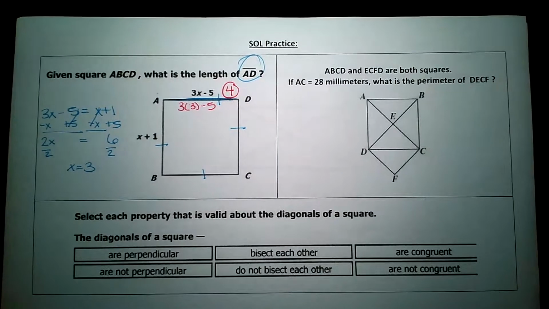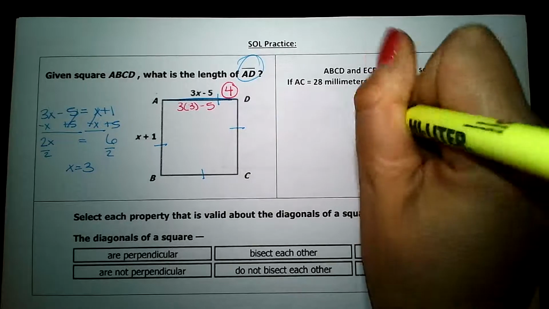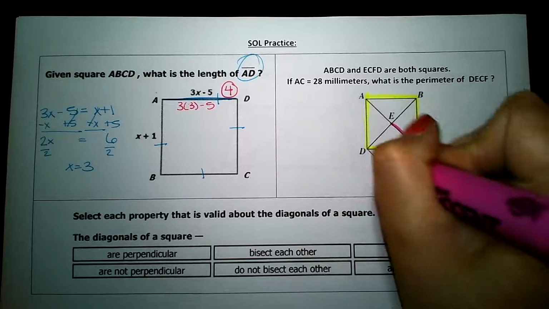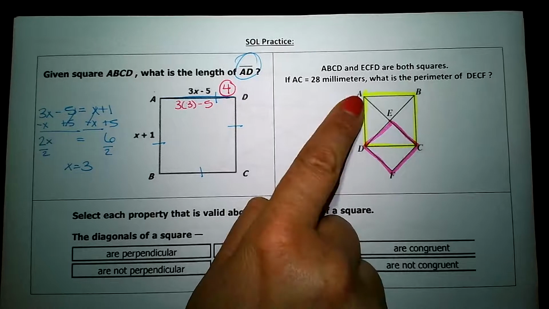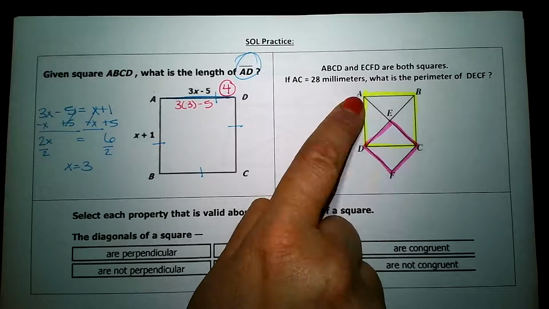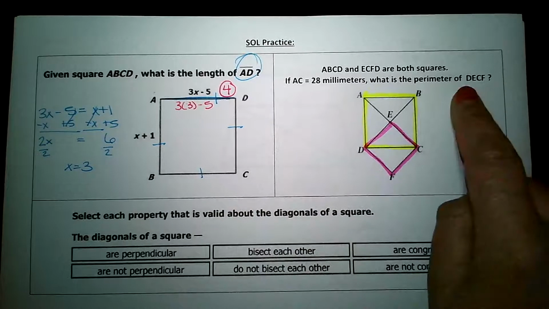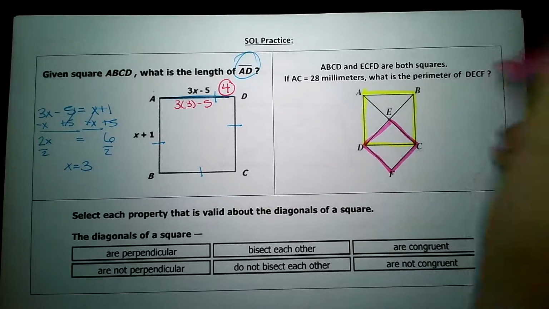Next example. ABCD and ECFD are both squares. All right, let's find those. ABCD here and ECFD here. Okay, they're both squares. From A to C is 28 millimeters. Now, A to C is a full diagonal of the yellow square. What is the perimeter of the pink square DECF? What is the perimeter of this square?